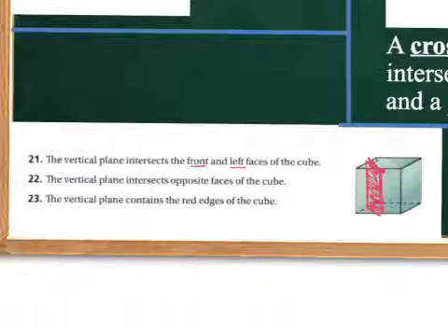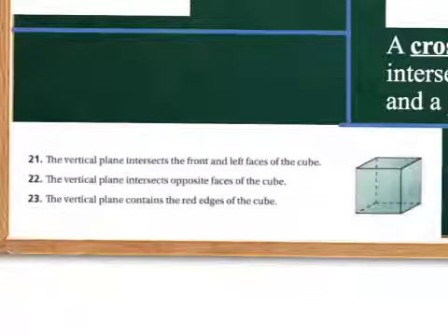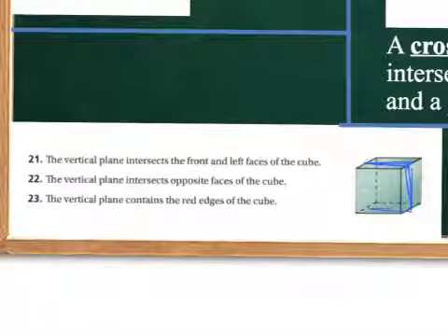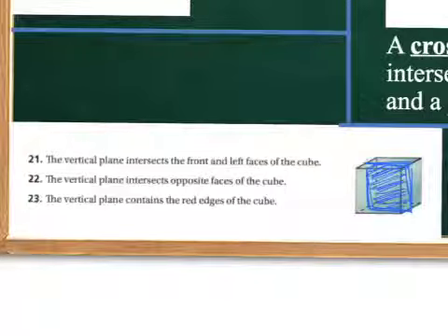A vertical plane intersects opposite faces of the cube. So opposite faces would be like the left and right hand side. So a vertical plane, so it's going straight up and down. And we would just draw something like this. And you can shade it so that you can see it easier if it makes it easier for you.